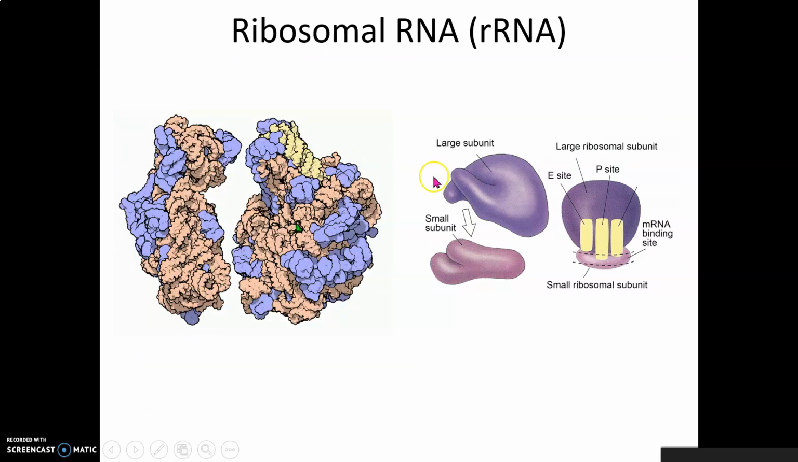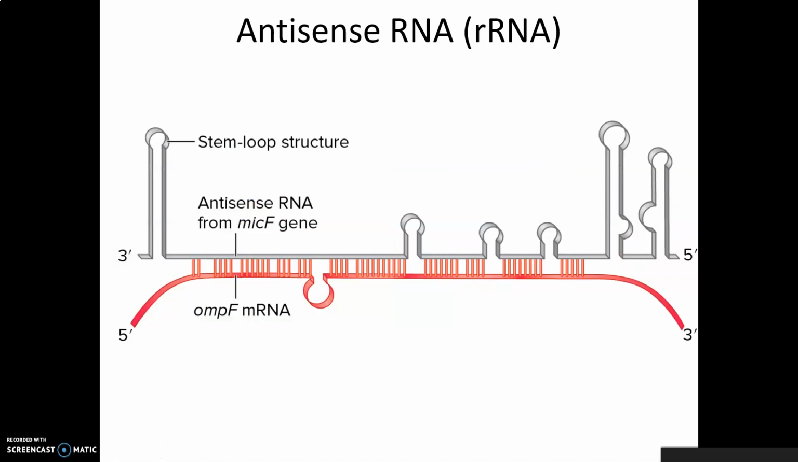So rRNA makes up the ribosomal subunits, and we know that there's a 5S, an 18S, a 45S, so they come in different lengths. Their job is to bind together with proteins to create the ribosomes that function in translation. We have antisense RNAs. Antisense RNAs tend to be complementary to certain mRNA sequences, and they can bind to them and stop them from being translated.